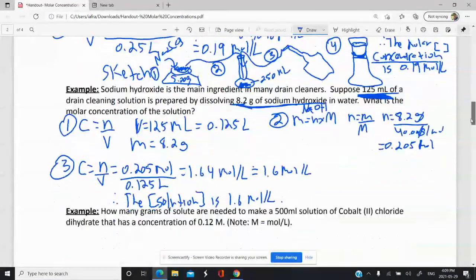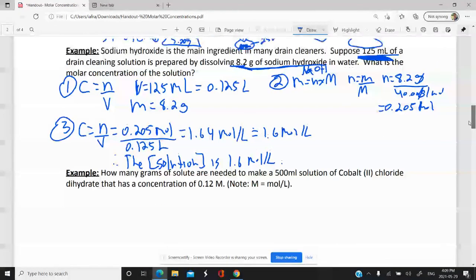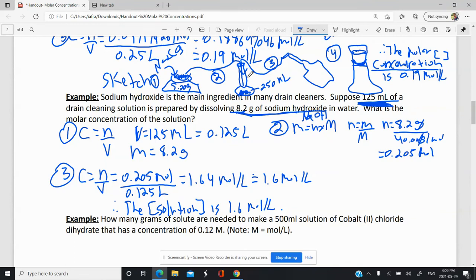So in the next video, we're going to do some examples where we might have to manipulate the equation a little bit rather than simply find the concentration using the C is equal to n over V formula.